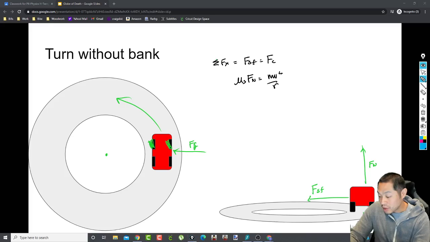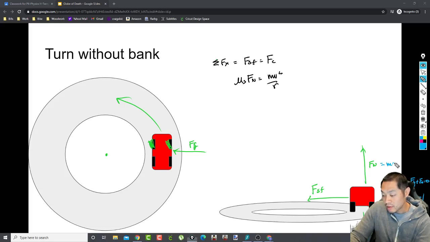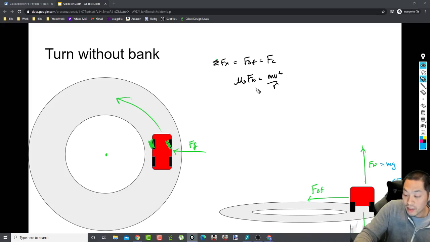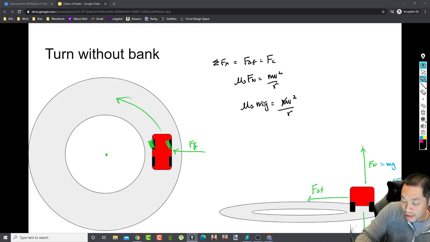So sum of all forces in the y direction is Fg plus Fn, and they're equal to 0. So Fg is equal to Fn. It's a lot of work just to say that if this is negative mg, this one is positive mg. So you could just substitute that in. Mu s mg equals mv squared over r. Like I said, m always cancels out in these cases.